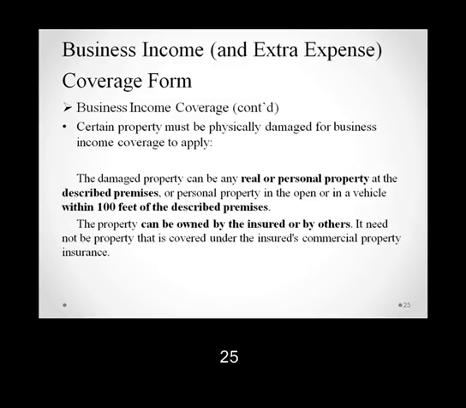Sometimes certain property must be physically damaged for business income coverage to apply. The damage can be to any real or personal property at the described premises, or personal property in the open or in a vehicle within 100 feet of the described premises. The property can be owned by the insured or by others. It need not be property that is covered under the insured's commercial property insurance.